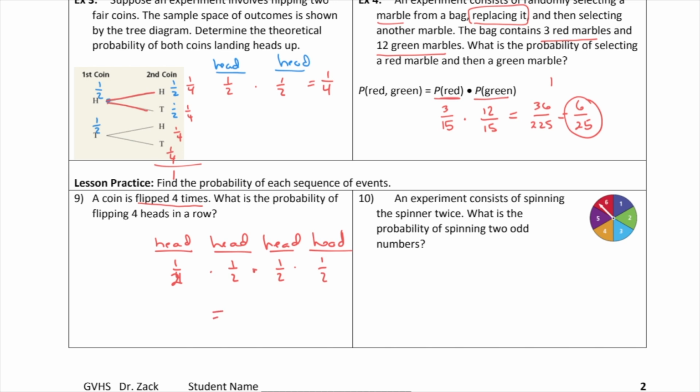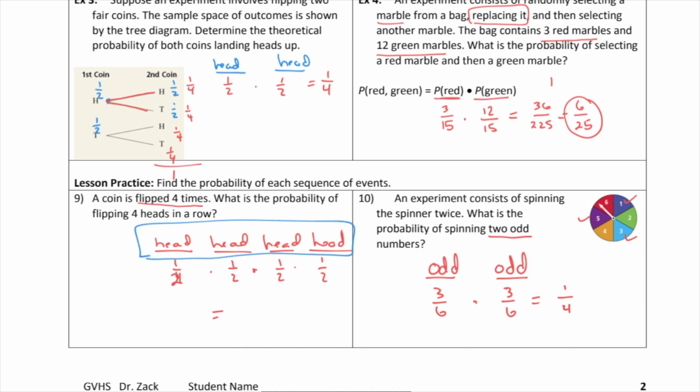For example 2, you're spinning the spinner twice. What's the probability of spinning 2 odd numbers? So I want you to write the event that you're looking for, odd and odd. The probability of an odd is 1, 2, 3 out of 6 times 3 out of 6. So that's 1/2 times 1/2, which is 1/4. On the next couple pages, I want you to work on 11 through 16, finding the probabilities. In order to get full credit, make certain you are writing this part of the problem down. I want to see the words more than I want to see the numbers.